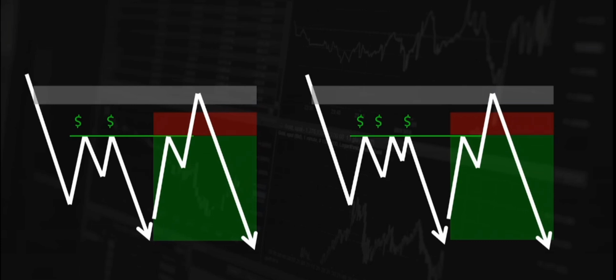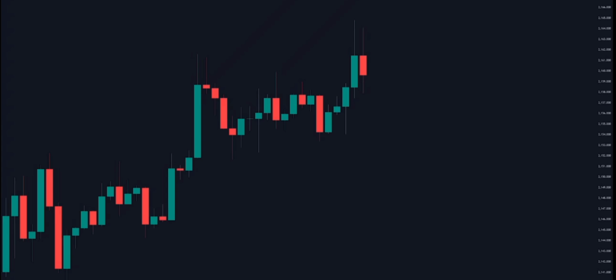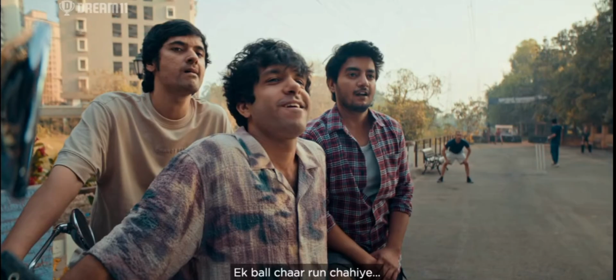Let's take a look at some real chart examples. On the gold 30-minute chart, we have a clear uptrend, and a recent level of support has rejected the price multiple times. When the price approaches this level, many traders will go long, expecting another rejection.